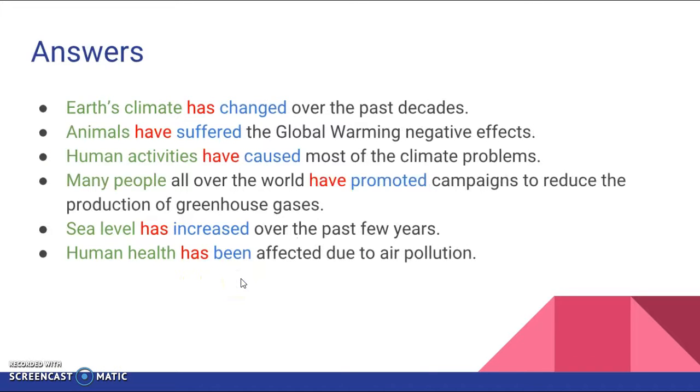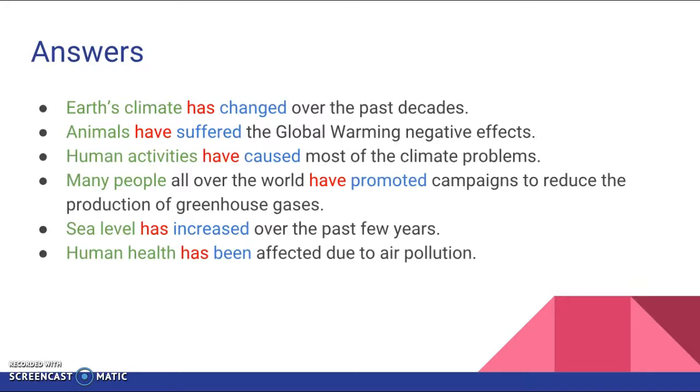Now the answers. Earth's climate has changed over the past decades. Animals have suffered the global warming negative effects. Human activities have caused most of the climate problems. Many people all over the world have promoted campaigns to reduce the production of greenhouse gases. Sea level has increased over the past few years. Human health has been affected due to air pollution.